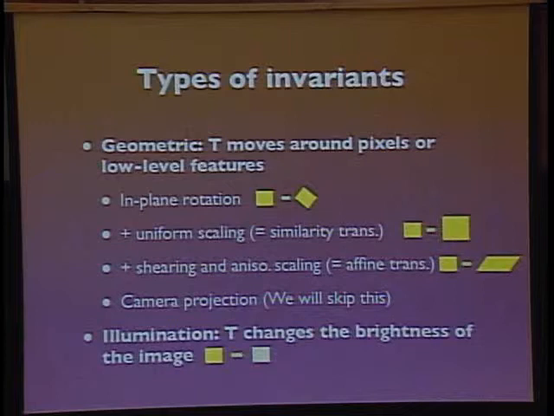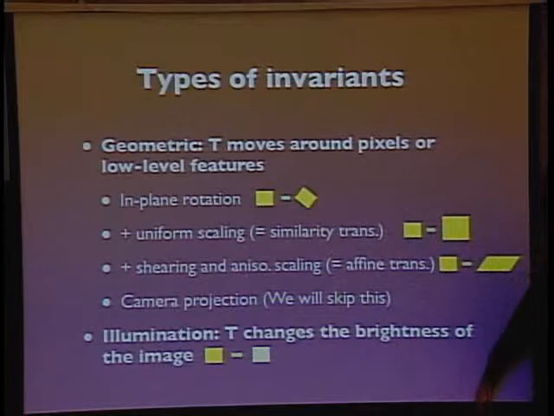If you add to that the idea that you can not just rotate, but that you can uniformly scale the square, then you end up with what's called the set of similarity transformations. When I say uniform scaling, what I mean is that the vertical part grows by the same amount that the horizontal part does. So if this gets twice as long, that gets twice as long too. The set of rotations and uniform scalings is called the class of similarity transformations.